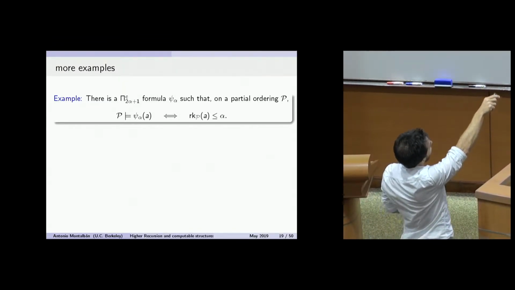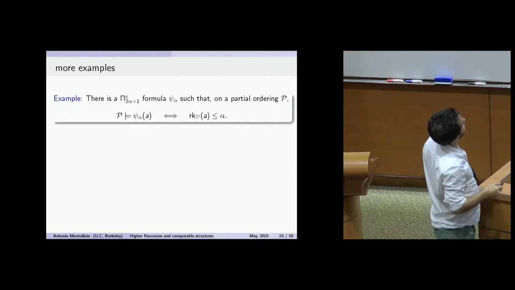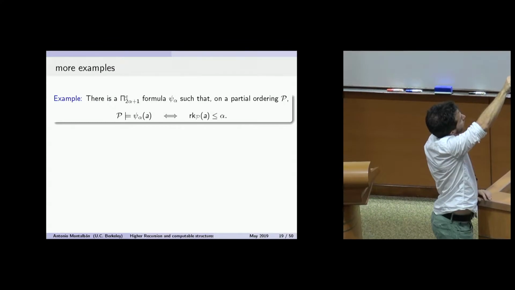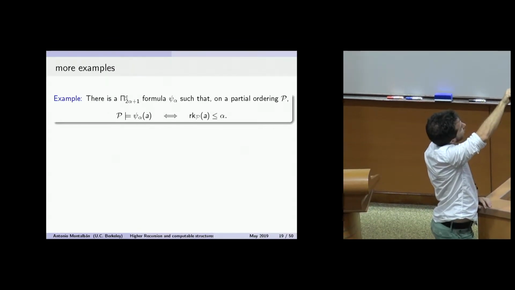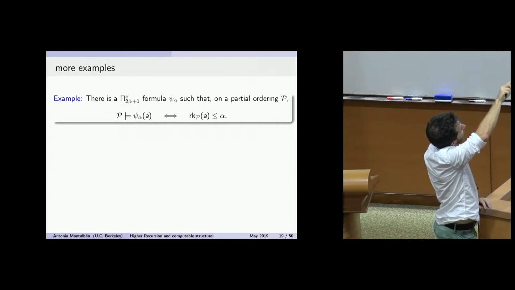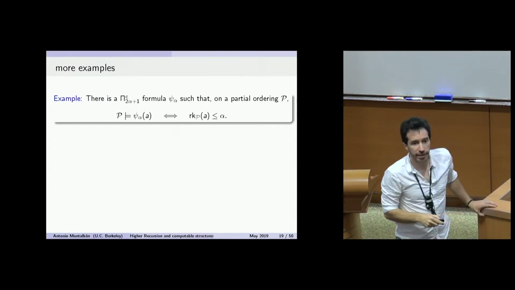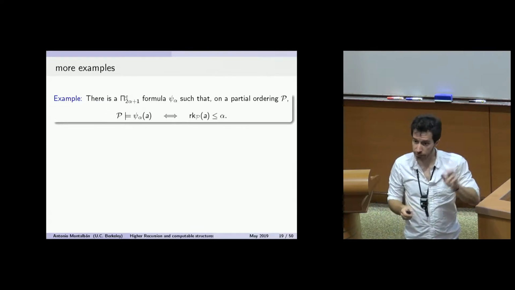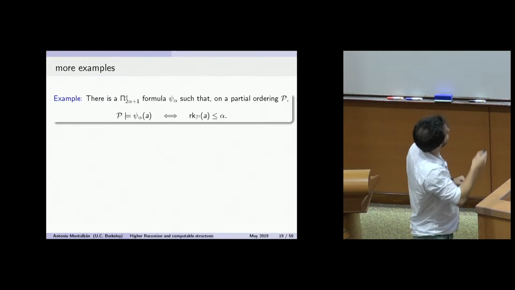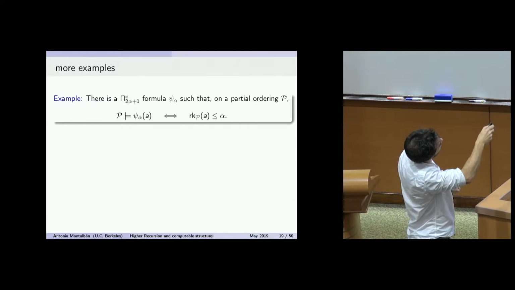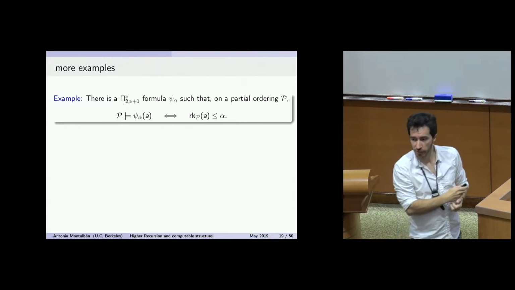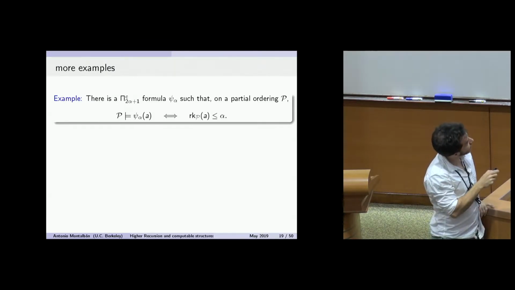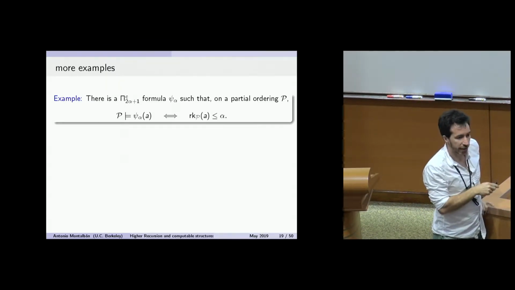So given an ordinal alpha, a computable ordinal alpha, I guess, there is a formula psi alpha that says, on a partial ordering P, that an element has rank less than alpha. Okay, rank like the well-founded rank. And the formula is Pi^c_{2α+1}, the c is for computable. So it's a formula that says that the rank of this element is less than or equal to alpha.